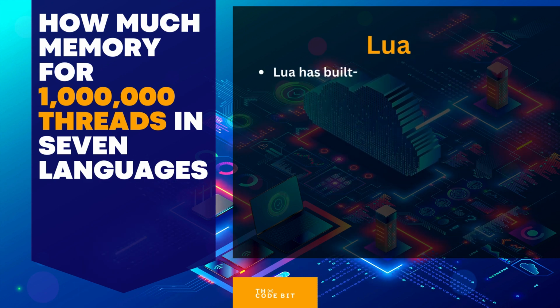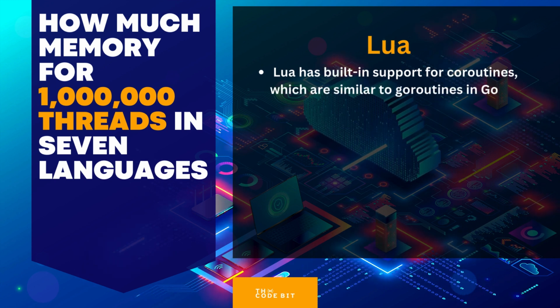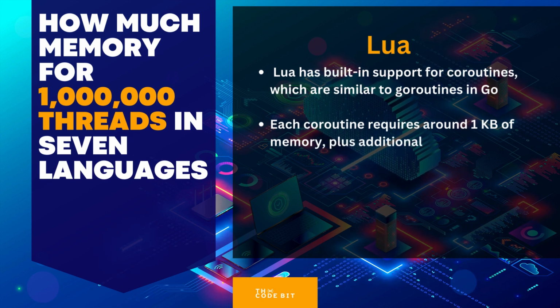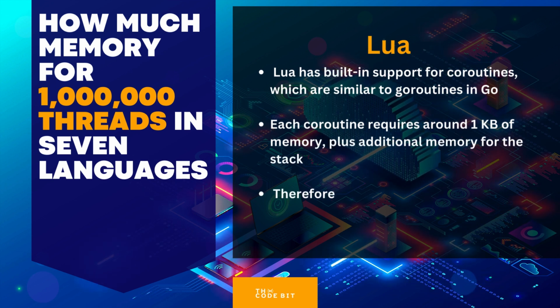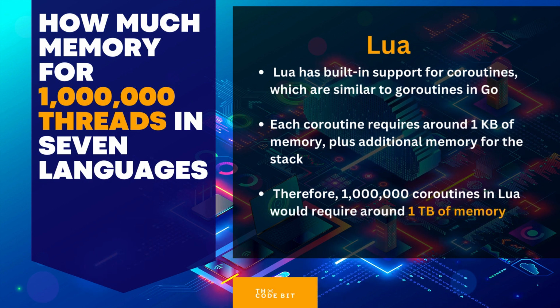Lua has built-in support for coroutines, which are similar to goroutines in Go. Each coroutine requires around 1 kilobyte of memory plus additional memory for the stack. Therefore, 1 million coroutines in Lua would require around 1 terabyte of memory.